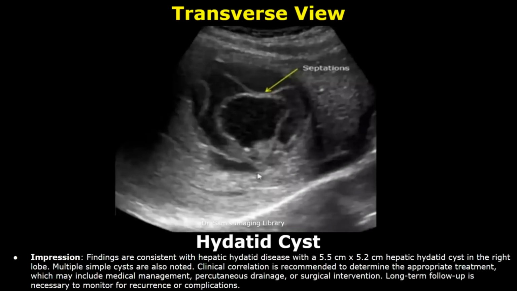This is the impression. Findings are consistent with hepatic hydatid disease with a 5.5 into 5.2 centimeter hepatic hydatid cyst in the right lobe. If there are multiple cysts, you can mention them as well. And finally, you write clinical correlation is recommended to determine the appropriate treatment, which may include medical management, percutaneous drainage, or surgical intervention. Long-term follow-up is necessary to monitor for recurrence or complications.